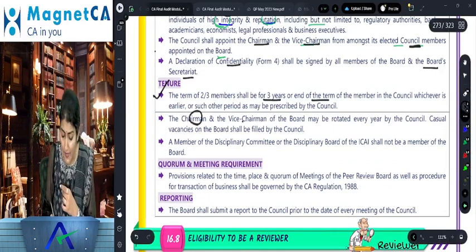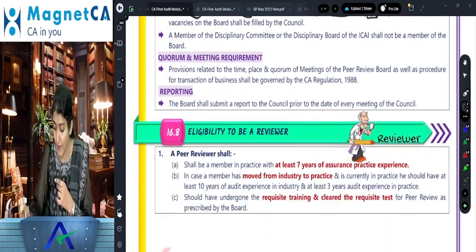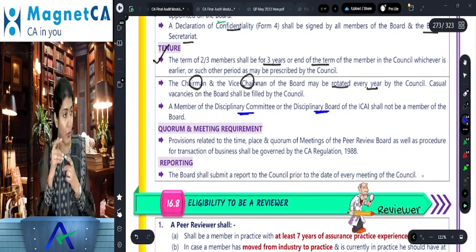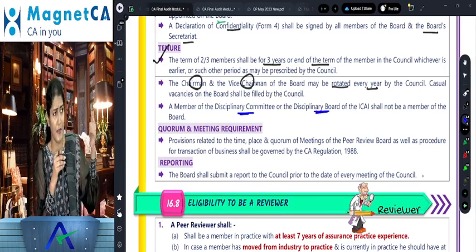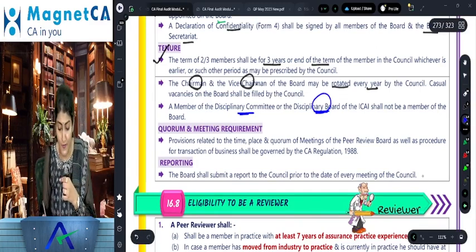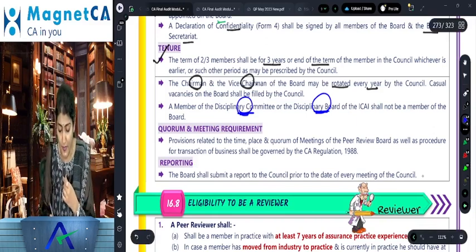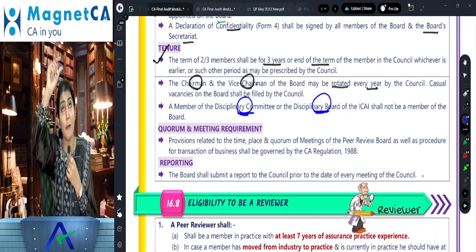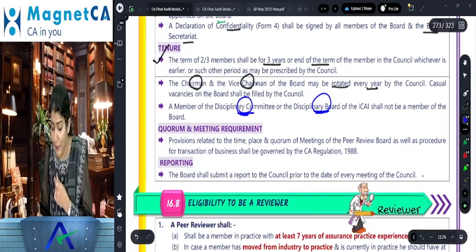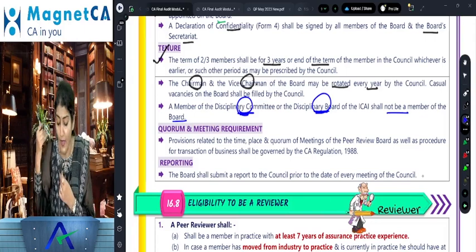Then the chairperson and the vice chairperson will be rotated every year. And very important, this is where they ask the MCQs in the exam. A member of the disciplinary committee or the disciplinary board. Do you remember this disciplinary committee, disciplinary board? If anything guilty under the first schedule, it comes to the board of discipline, that is disciplinary board. And second schedule or both schedules, then it comes to the disciplinary committee. So if you are a member of the disciplinary board or a member of the disciplinary committee, can you be a member of the peer review board? No, you cannot be a member of the peer review board of the ICAI.